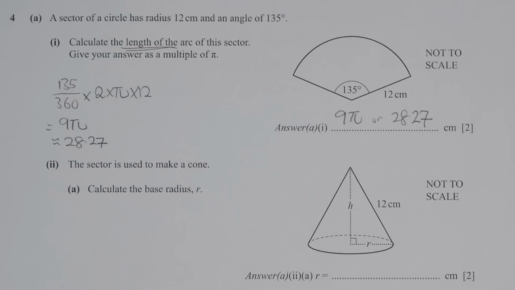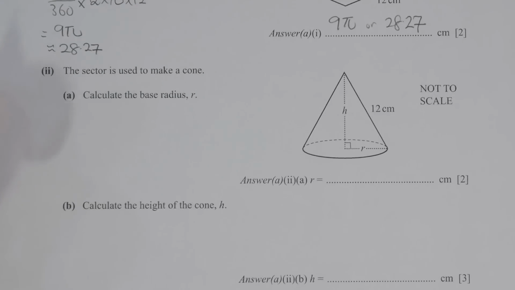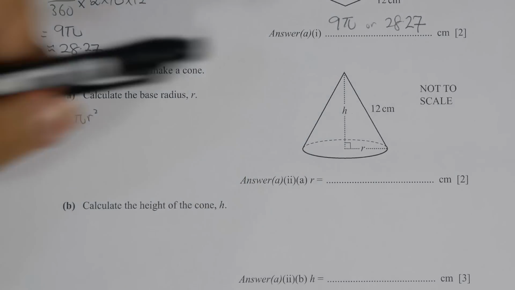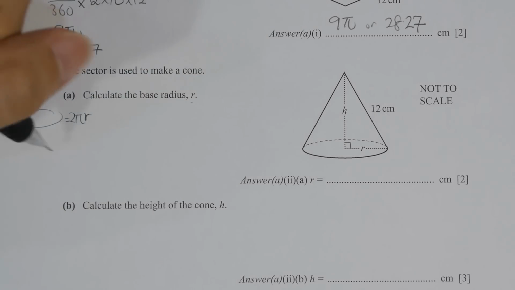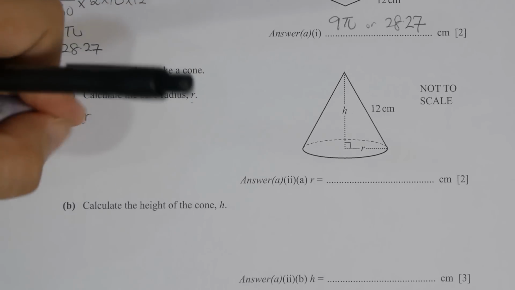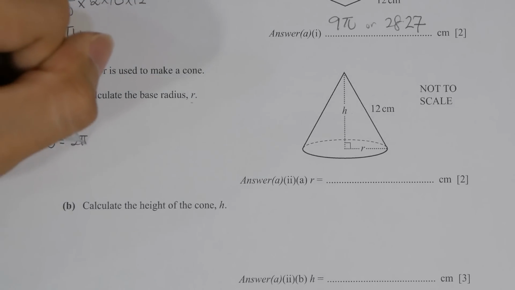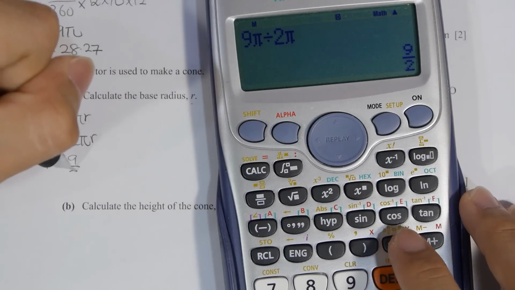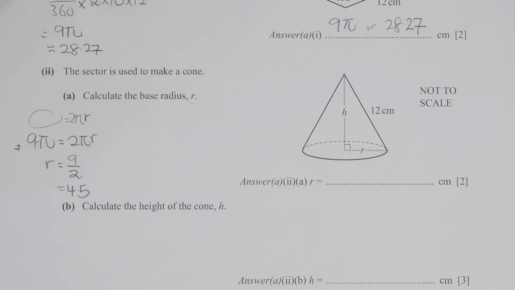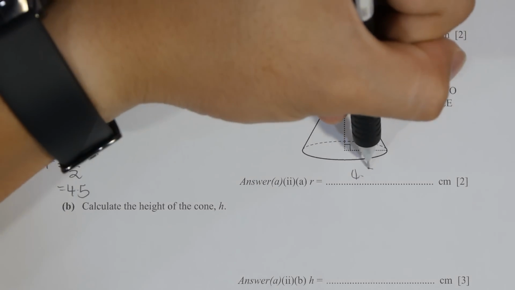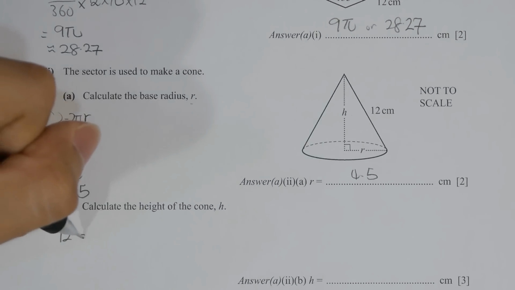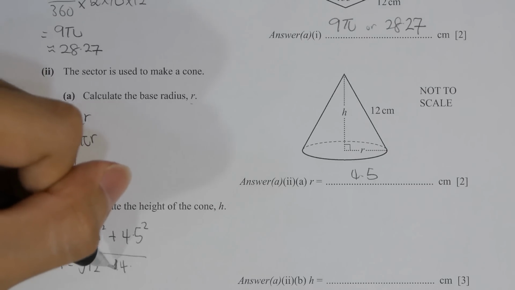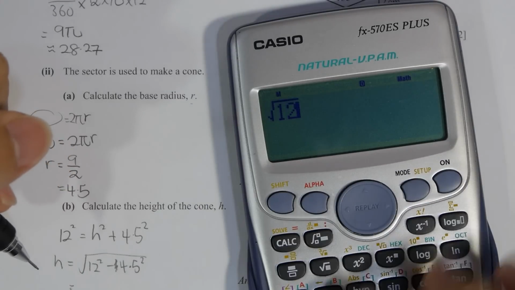Question 2. Use this sector to make a cone. So the key thing here is that the base circumference will be equal to the value that we have gotten earlier, which is 9 pi or 28.27. So the base 2 pi r equals 9 pi. By running the calculation, you'll be able to get the radius as 4.5. With that 4.5 value, we can now use Pythagoras' theorem to identify h, which in our case is 11.12 after the calculation.